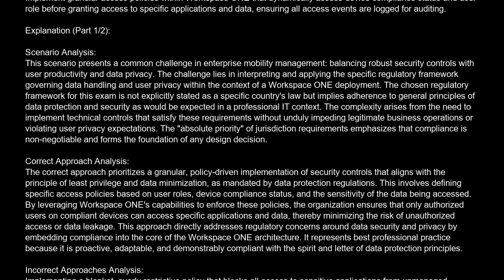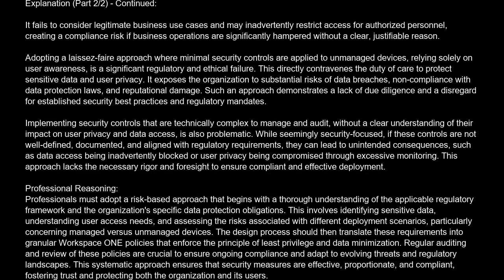Implementing a blanket, overly restrictive policy that blocks all access to sensitive applications from unmanaged devices, regardless of user role or specific need, is a regulatory failure. This approach is overly broad and can lead to operational inefficiencies, potentially violating principles of proportionality and necessity in data protection. It fails to consider legitimate business use cases and may inadvertently restrict access for authorized personnel, creating a compliance risk if business operations are significantly hampered without a clear, justifiable reason.